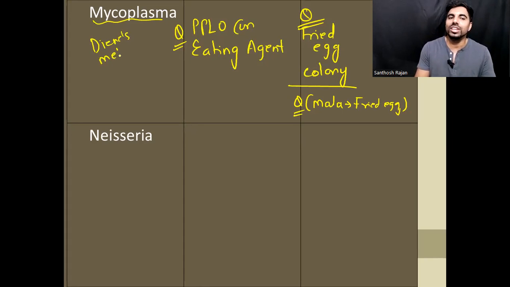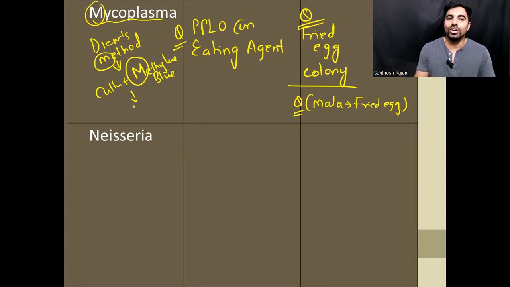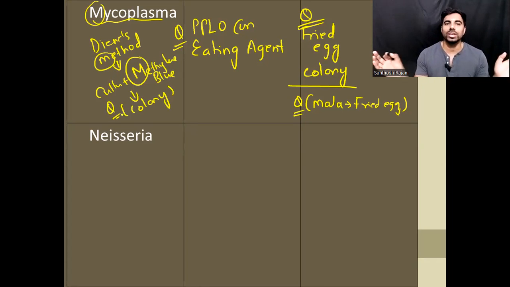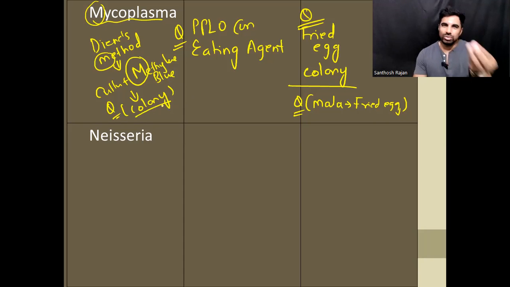Dines method is also important in culture, because in Dines method, what you do in a culture is add methylene blue. Again, M again. Mycoplasma method, all M. You're going to add methylene blue to see the colony, and you see the colony very nicely. A blue colony, you will see. That's the idea. It's not something crazy. You just add methylene blue, the color of the colony will change to something purplish, and then you will see it. That's it. This much only. Got it?